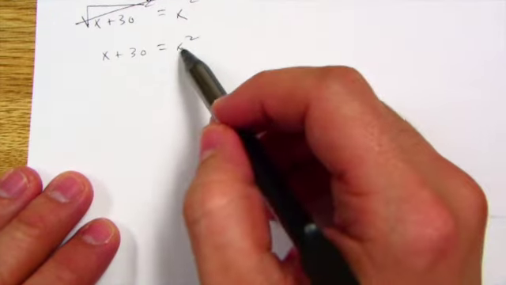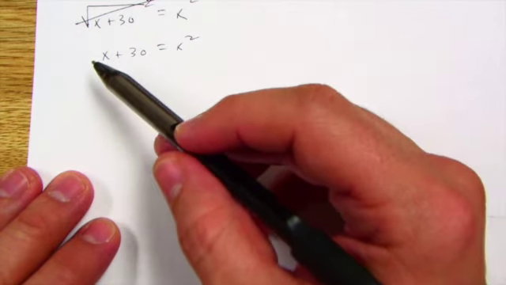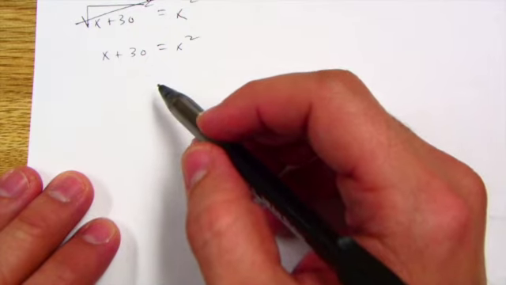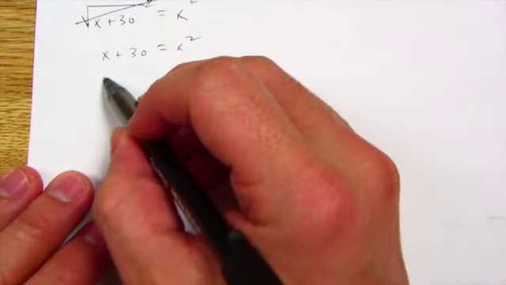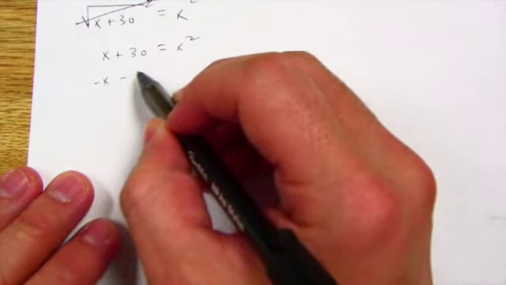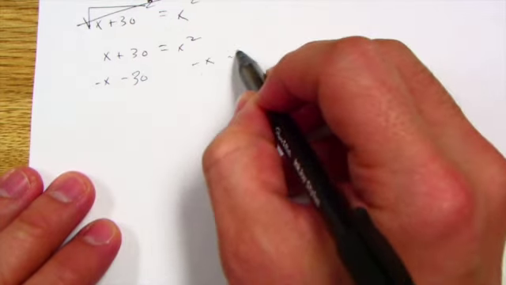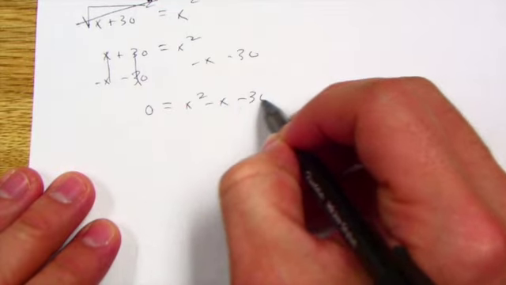I'd like to avoid having a negative x squared, so you wouldn't want to bring this to the left. That would give me a negative x squared, which just makes things more complicated. So I'm going to make this a positive x squared and move everything to the right, which is subtracting. Minus x minus 30, minus x minus 30. I have 0 equals x squared minus x minus 30.